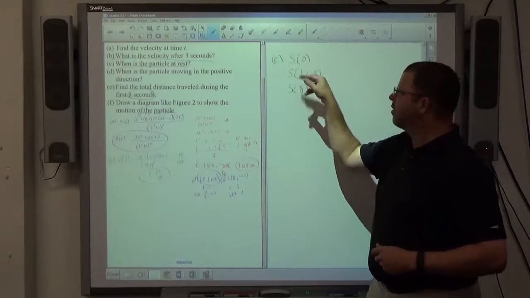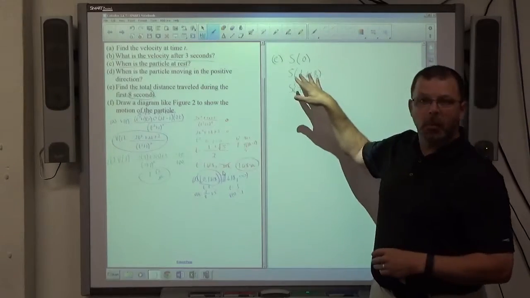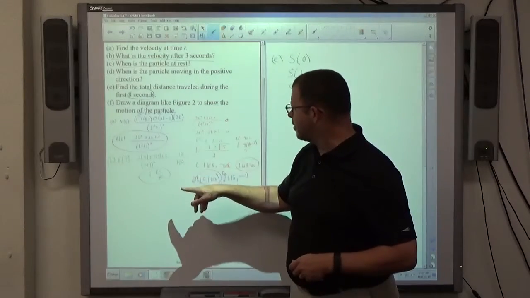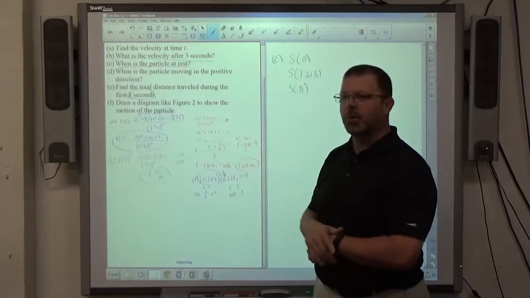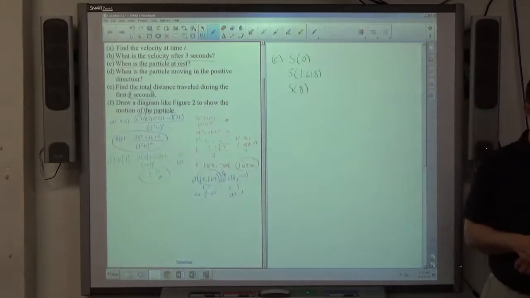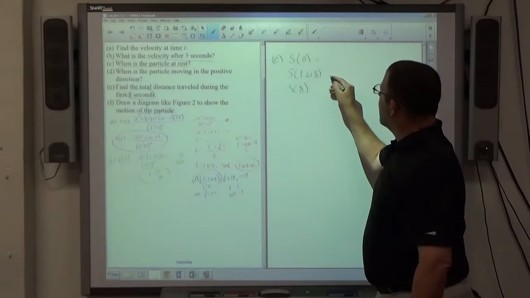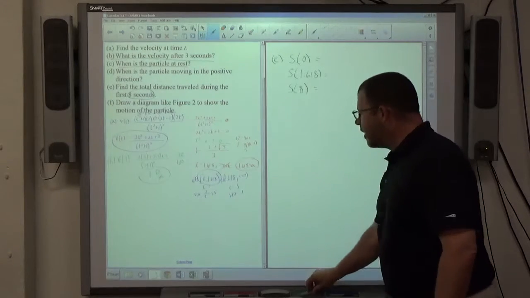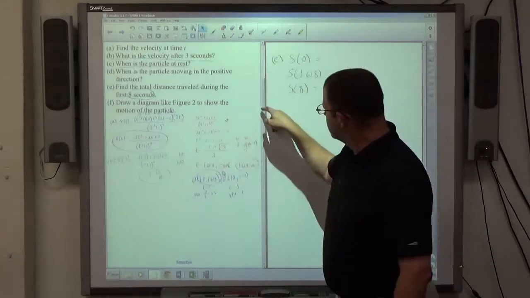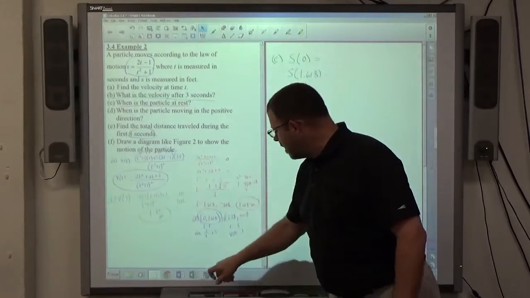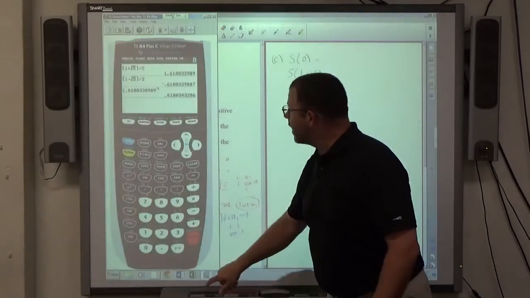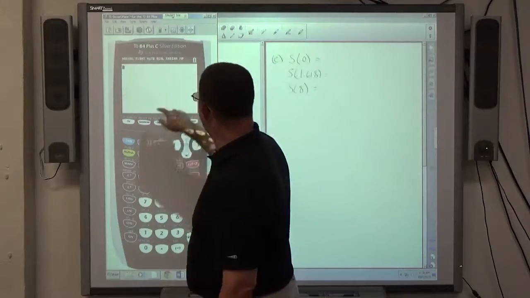The first number is always 0, and the middle number or numbers, anytime it stops, which we found it to stop only at 1.618 seconds. All right, S of 0, S of 1.618, S of 8. I don't want to evaluate that function by hand, with all these numbers, so I'm going to use my calculator to do it for me.